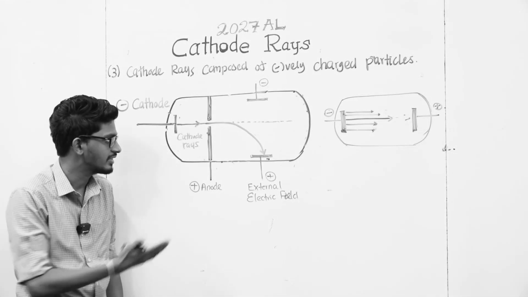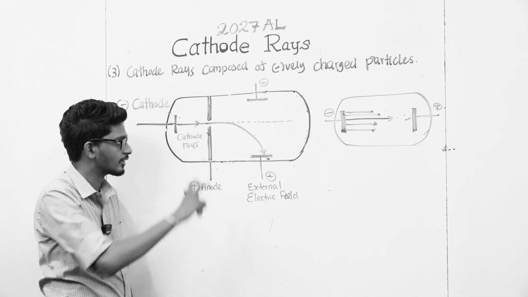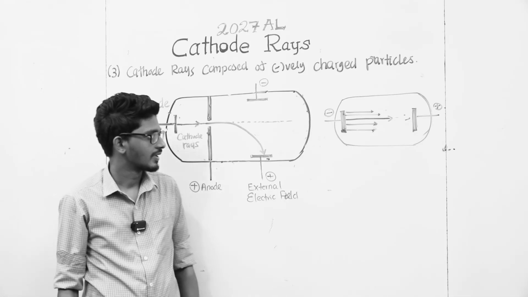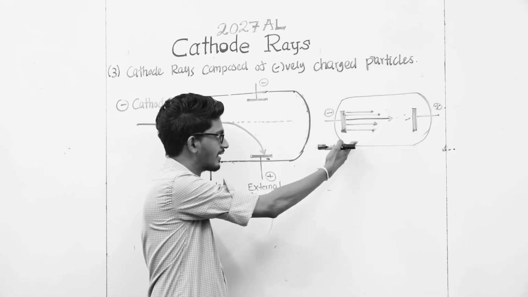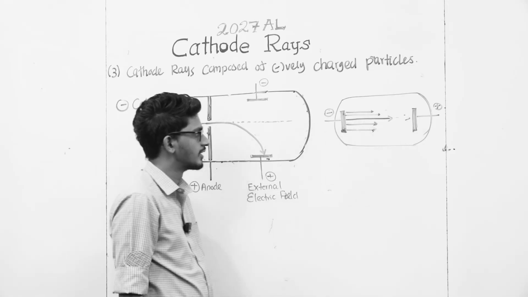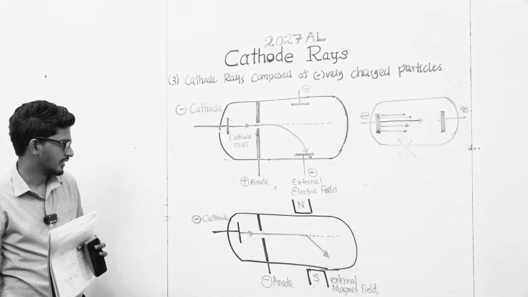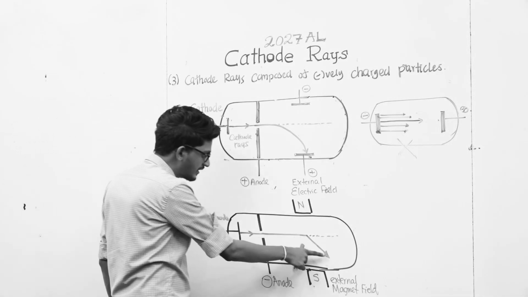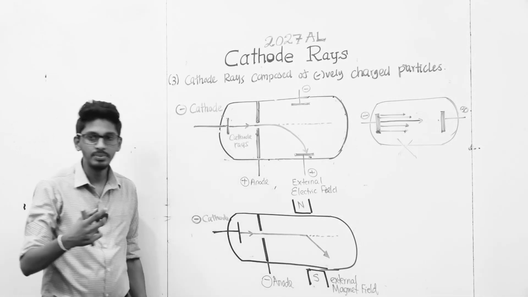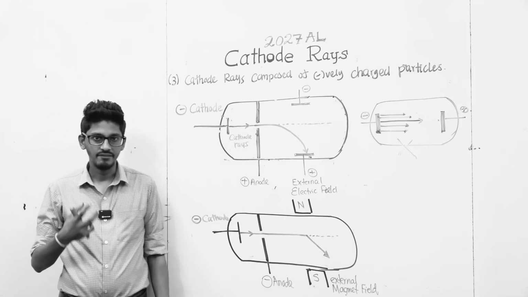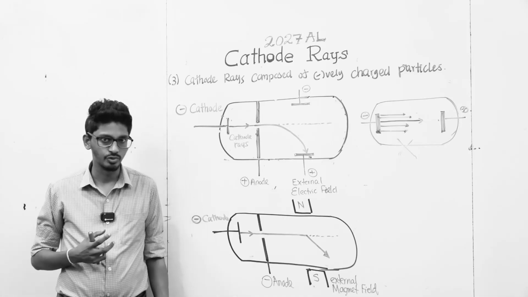The question is why we need this kind of setup to prove that cathode rays are traveling towards the positive terminal. Why is this setup not enough? Actually, this direction of deviation can be predicted with the use of Fleming's left-hand rule.